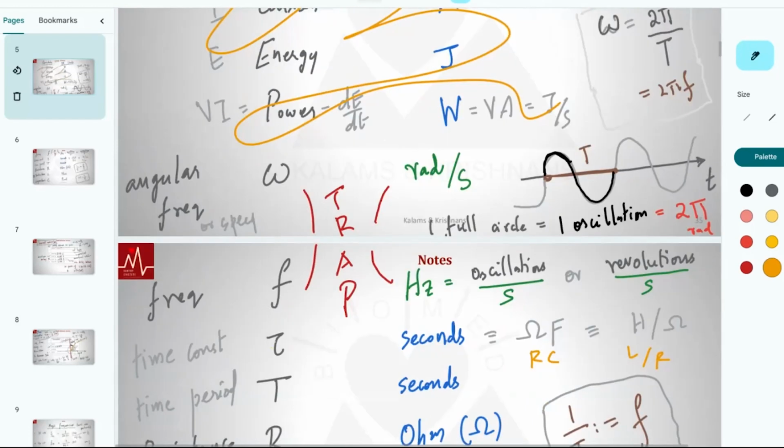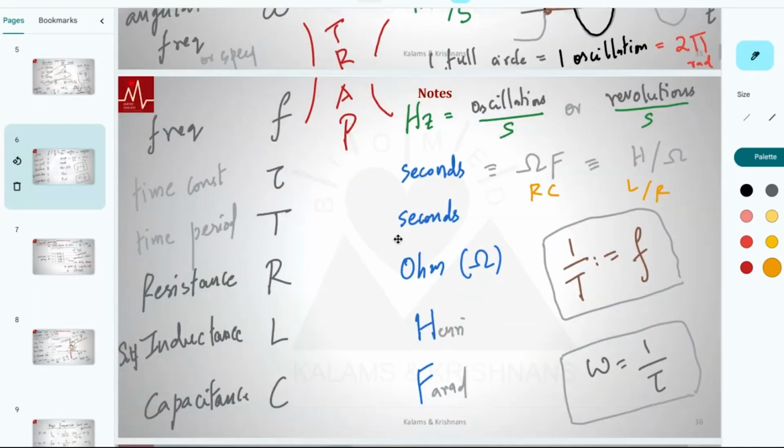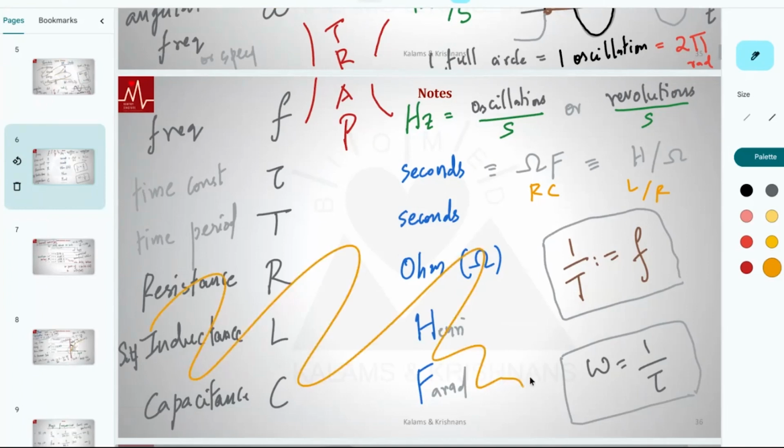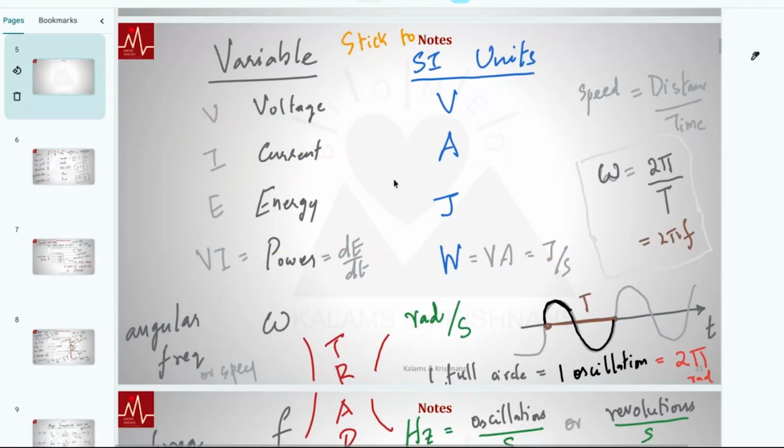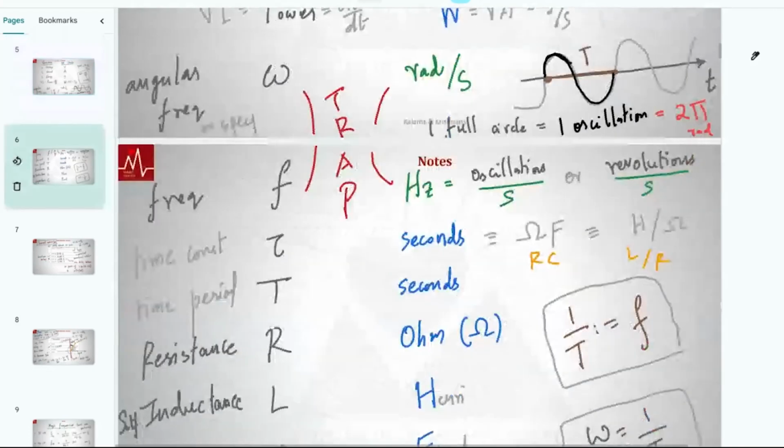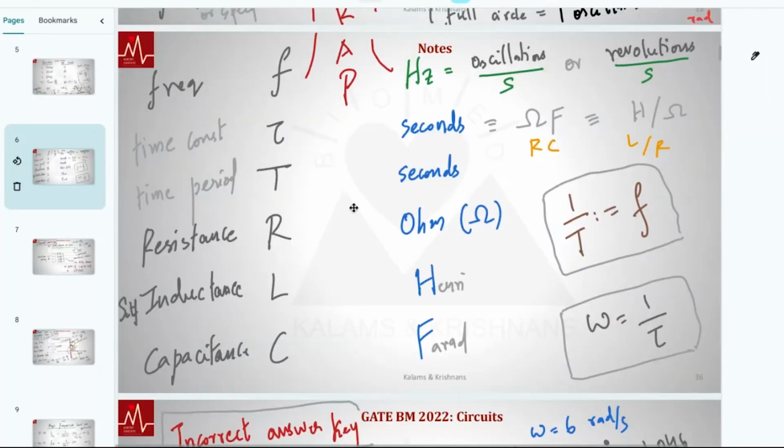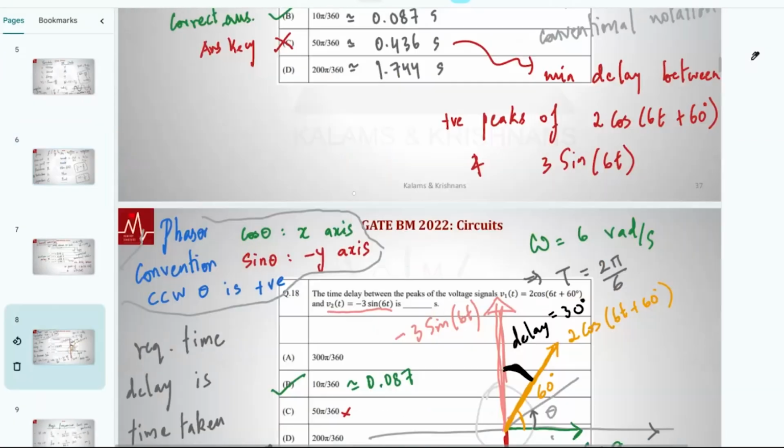In fact, you can also calculate the time constant, right? You can do all this. I showed an example, and if you stick to SI, you are good with all this. Ohm, Henry, Farad, you don't have to worry about units. That is one thing I tried to tell you. So stick to SI, or just be aware of what omega, f, tau, T are. There is also the phasor convention.